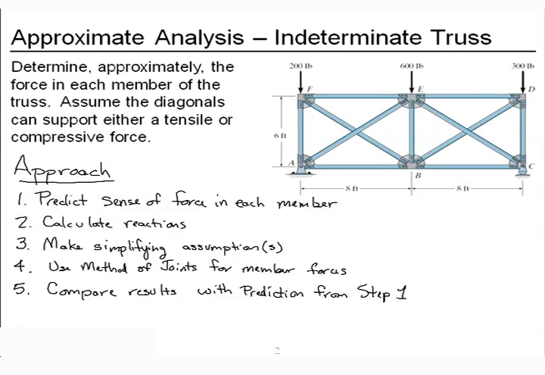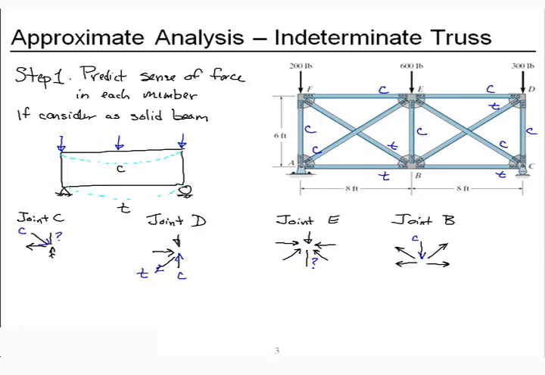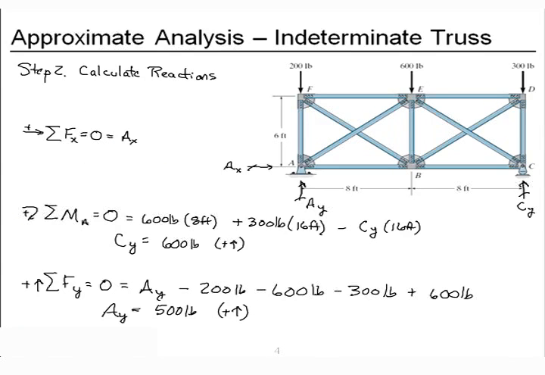So let's review what we've done. We started with prediction of the sense of the force in each member. We used some mechanics of materials, deflected shape of a solid beam to get a sense of where will the compression and where will the tension be. Then we used a qualitative method of joints to figure out what sense each of the remaining forces needed to be. We wrote down those. Then we were ready to calculate reactions. Turns out we had only 3 unknown reactions with 3 equations of equilibrium. We could calculate all of those reactions.